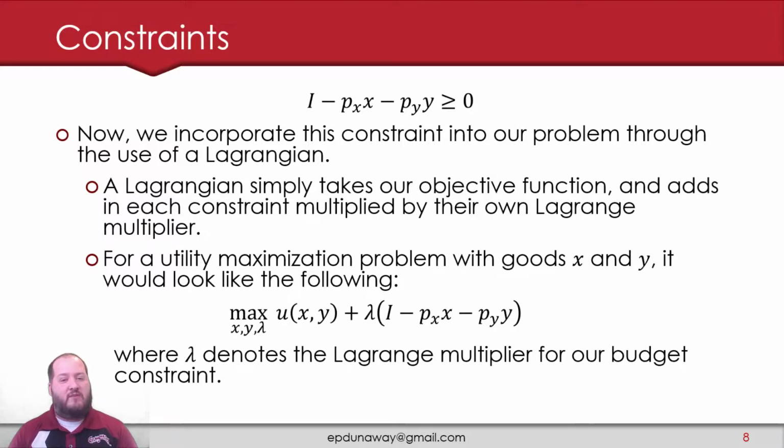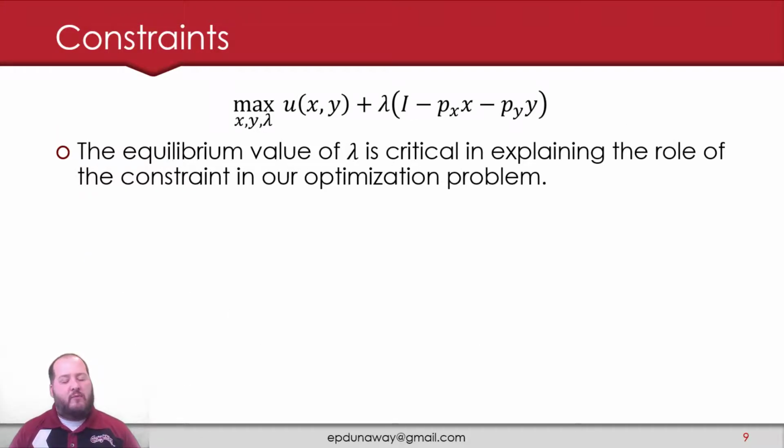And this is how we set up a proper Lagrangian right here. It's going to be the objective function plus each constraint multiplied by a Lagrange multiplier. So if we had multiple constraints, which is again possible, we would need to have a Lagrange multiplier for each of those constraints.